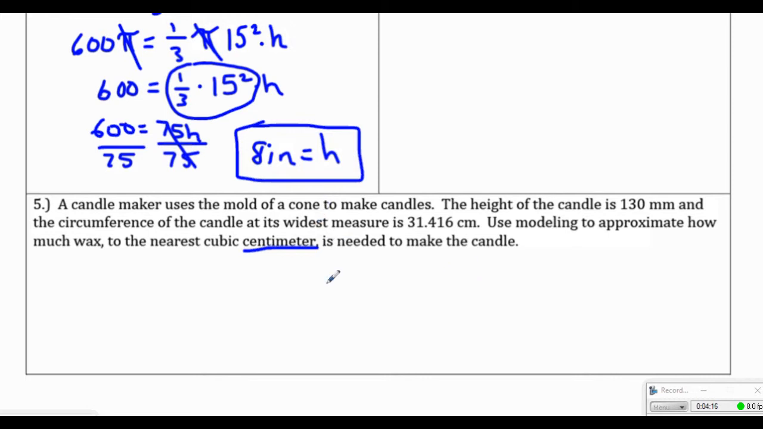Well, it tells you in the first sentence that you have a cone. And if you think about it, the wax would be going inside of the cone. You'd wait for it to cool down and then take it out, and you would have the candle. All right, well, the formula for a cone is 1/3 pi r squared h. Now, I have the height in the second sentence here, but it's in millimeters. So we have to convert it.